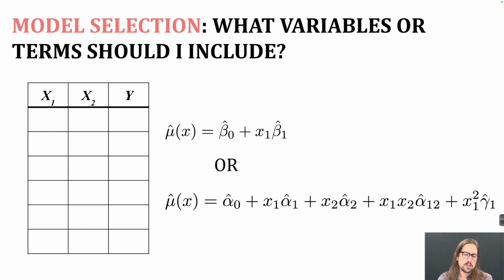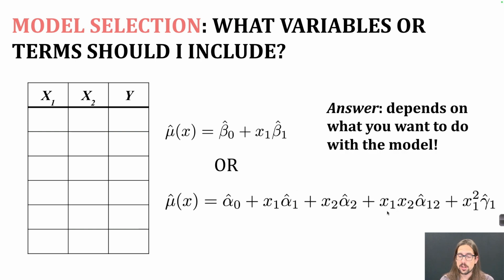So what we're doing today is model selection. What variables or terms should I include in the model? Often you have, let's say, a data set with x1 and x2, and you have a choice here. You could run a very simple regression where you just regress y onto x1, so you end up with a model that looks like beta hat 0 plus x1 beta hat 1. Or you could do something a little more complicated. You could add the x2 term. You could also add an interaction between x1 and x2, and you could add a square term. There's a bunch of stuff you could do. You could make this model arbitrarily complex.